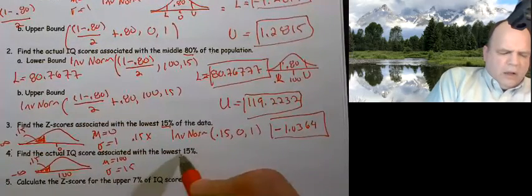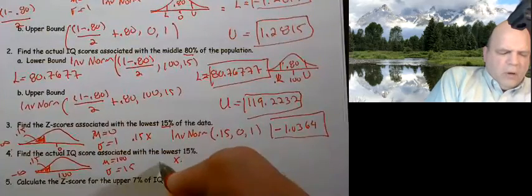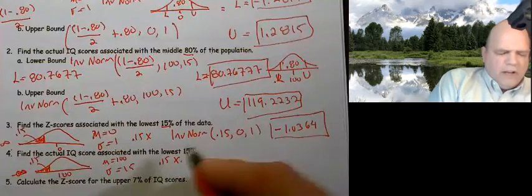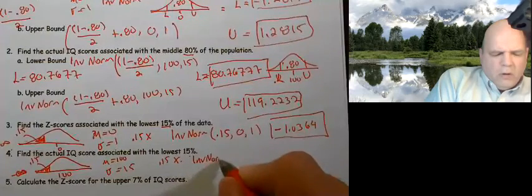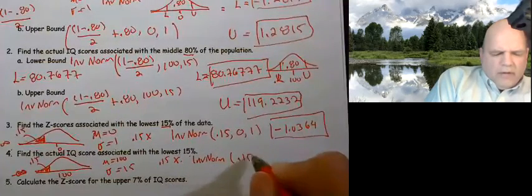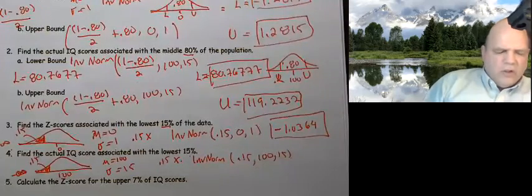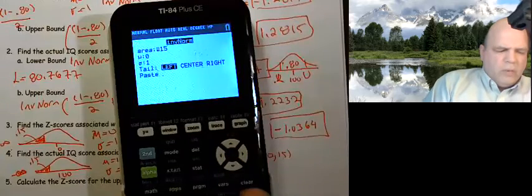And they said lowest 15%. So this is an X, this is below it. So we're starting at negative infinity. And since they gave you a percent, anytime they give you an area, it's inverse norm. So we have 0.15, 100 is our mean, 15 is our standard deviation. So second vars, inverse norm, area is 0.15, our mean is 100, and our standard deviation is 15.